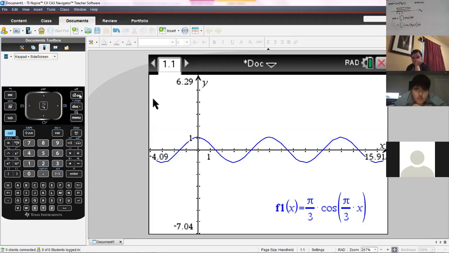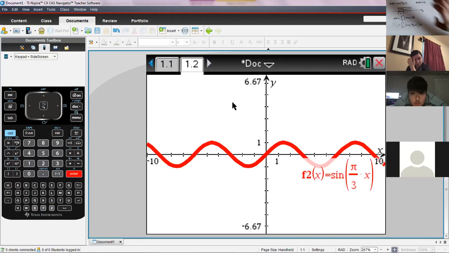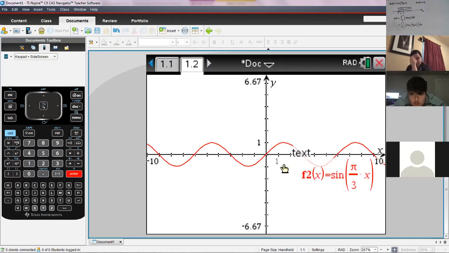Let me just put another graph and do the velocity. Yeah. Sine of pi over 3 times t, pi over 3 t x, right there. Yeah. And then I see this one. I see this one. So it's from 0, 1, 2, 3, 4, okay?